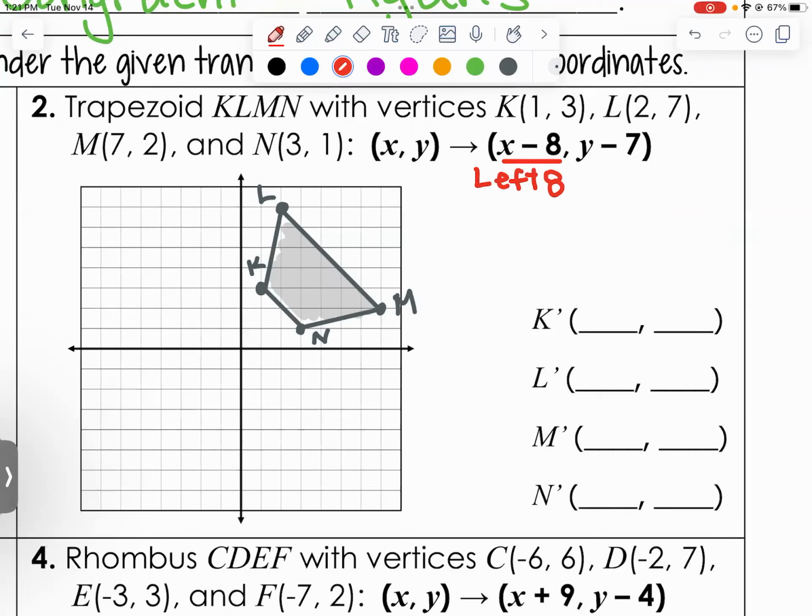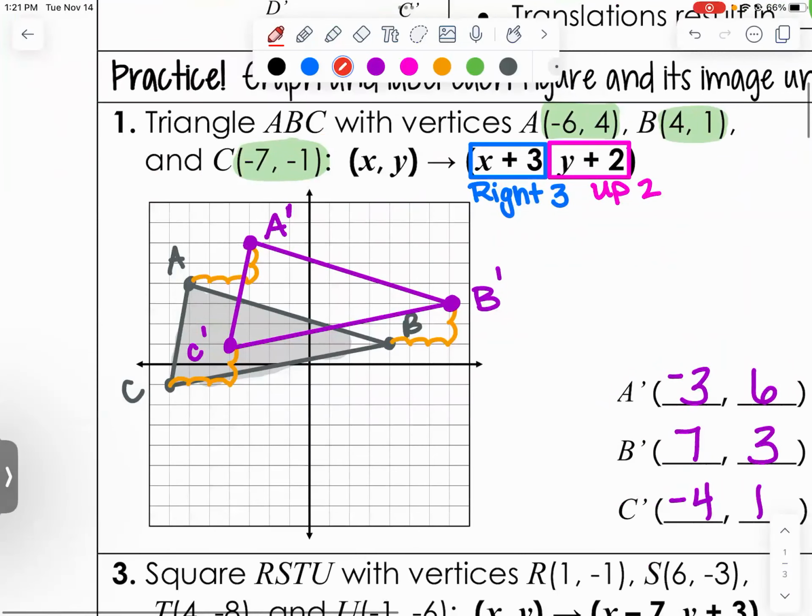Okay, did you just listen to me? X means we're going left or right. So our only option is we're either going left 8 or right 8. Since it's X minus 8, that means we're going to the negative direction, left. Whereas over here in number 1, X plus 3, that was positive, so we are going to the right.